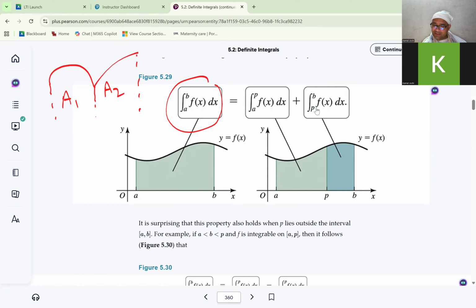And that is exactly what this equation says. If you are integrating from A to B, you can take any point P in between and integrate from A to P plus P to B. A to P here, P to B here. So that is evaluating an integral by dividing it into smaller intervals, or a number of intervals.